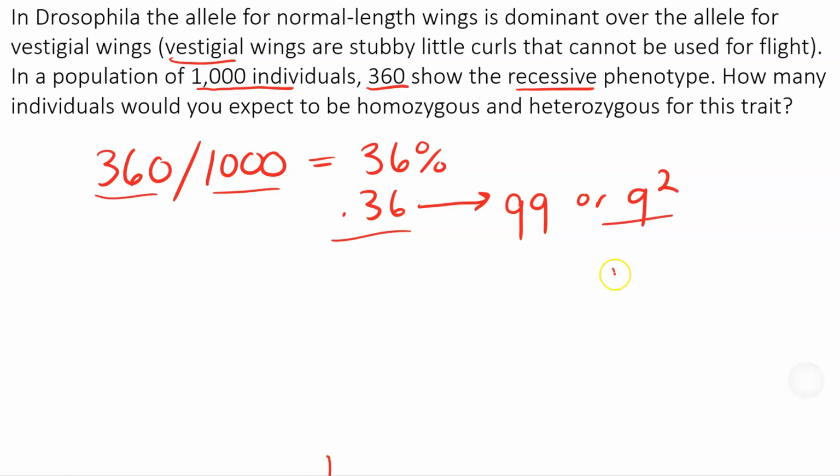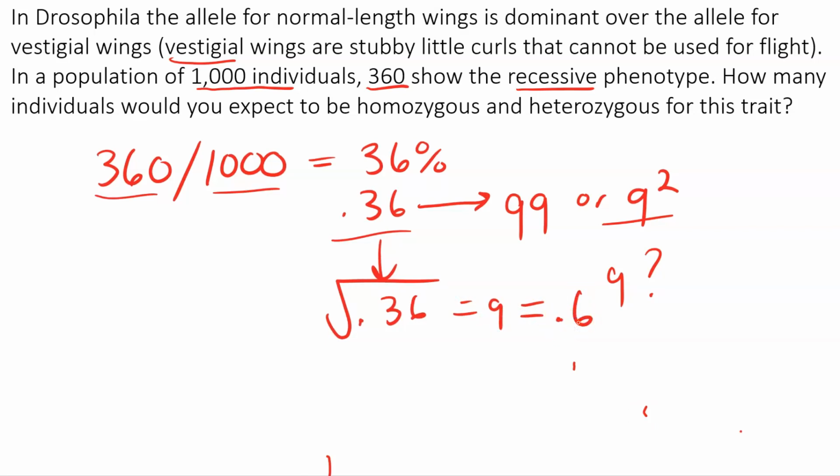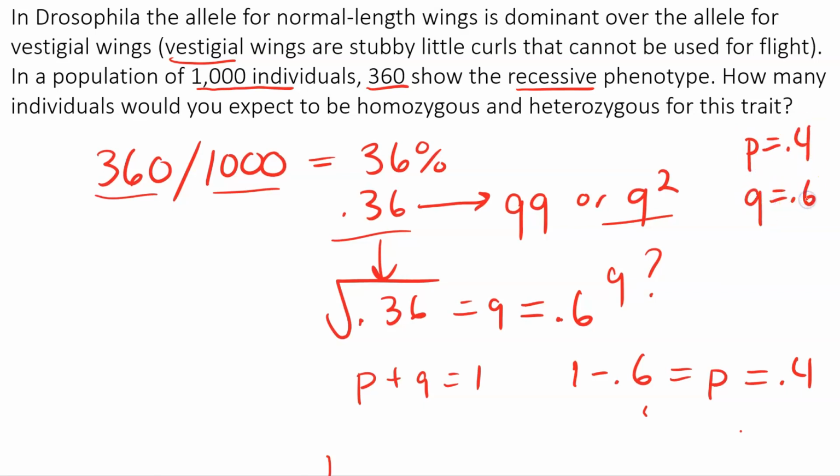Now to figure out what q is, you need to take the square root of this 0.36. So taking the square root of 0.36 will get you q, and it turns out that this is 0.6. So q equals 0.6. Now recall that p plus q equals 1. So if we know that q equals 0.6, we can take 1 minus 0.6 to figure out what p is. So in this case, p would be 0.4. So now we have the allele frequencies that we need to solve this problem. I'm going to put this over here: p equals 0.4, q equals 0.6.